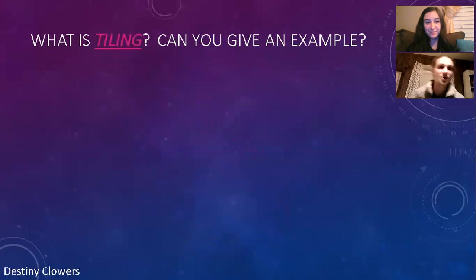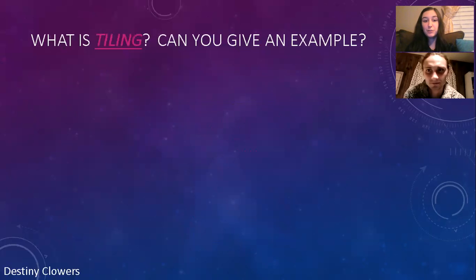So I have a question. Another one. What is tiling? Can you give me an example? Sure. So we learned in our textbook that tiling is when you cover a figure or the whole plane with tiles. When you do this though, there can't be any overlapping of the tiles and there can't be any gaps between the tiles. So here's an example.